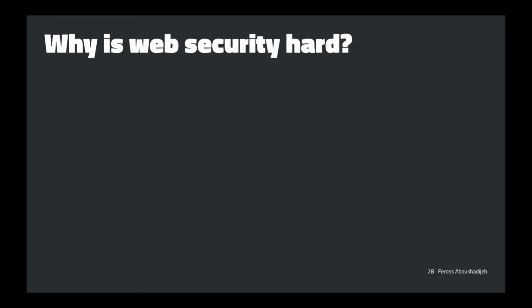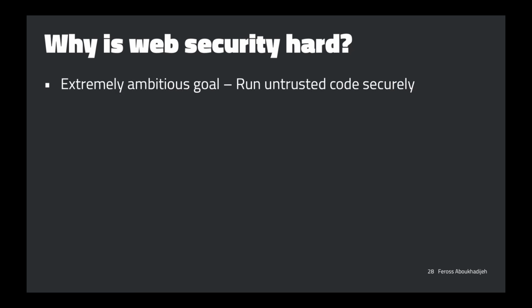So let's talk a little bit about why web security is hard. We touched on a few of the reasons, but it's a really hard problem. Fundamentally, browsers are trying to create this world where you can take code from a random person and just blindly run it on your computer and have nothing bad happen. That is just an ambitious goal. You're not inspecting the code to make sure that it's not malicious. You're not doing any kind of checks. You're just running it, right? And so that's one reason why it's hard. We're trying to run untrusted code securely.